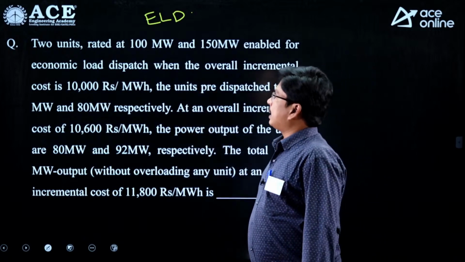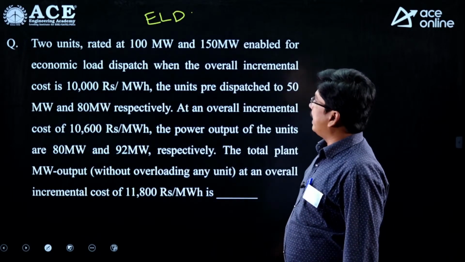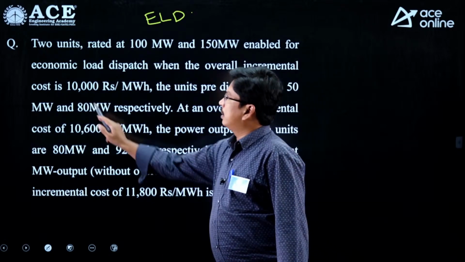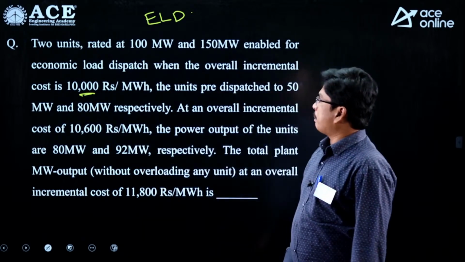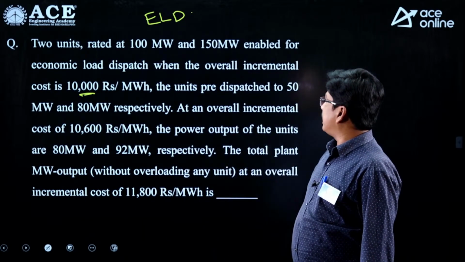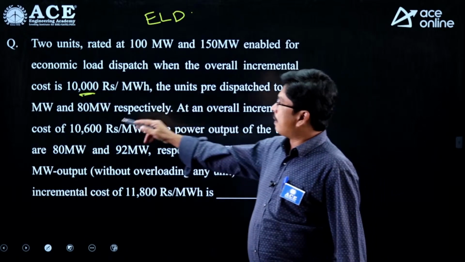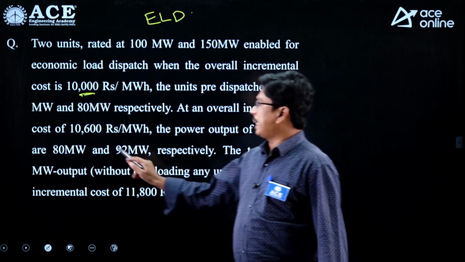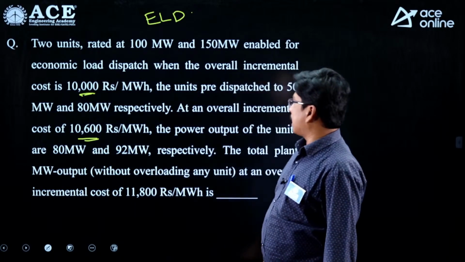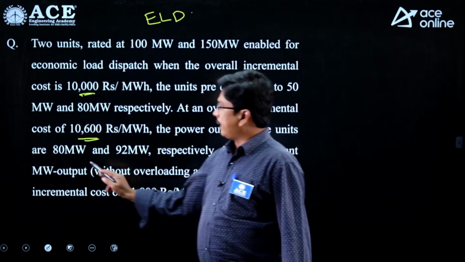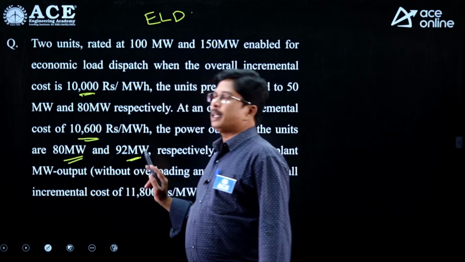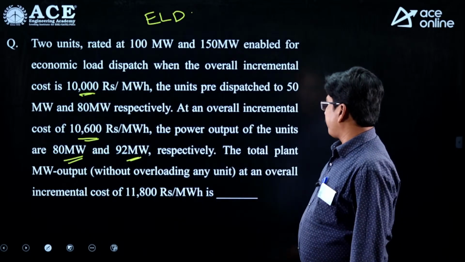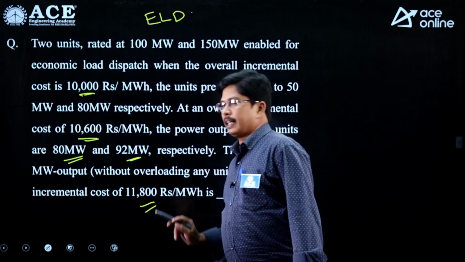Two units rated at 100 megawatt and 150 megawatt are enabled for economic load dispatch. When the overall incremental cost is 10,000 rupees per megawatt hour, the units are pre-dispatched to 50 megawatt and 80 megawatt respectively. At an overall incremental cost of 10,600 rupees per megawatt hour, the power output of each unit is 80 megawatt and 92 megawatt respectively. What is the total plant megawatt output at an overall load of 11,800?